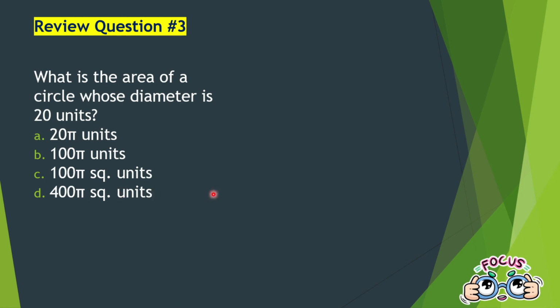Question number 3. What is the area of a circle whose diameter is 20 units? A. 20 pi units. B. 100 pi units. Or C. 100 pi square units. And D. 400 pi square units. Always remember that in finding the area of any figure, it should always have square units. So it's square centimeters, square decimeters, square meters, etc. So in our example, we can eliminate directly letter A and letter B. Therefore, probably the answer will fall on letter C or D.